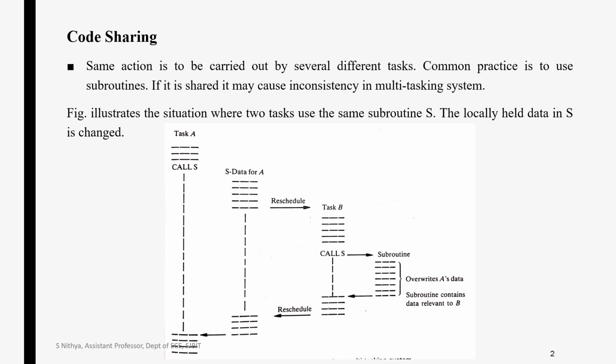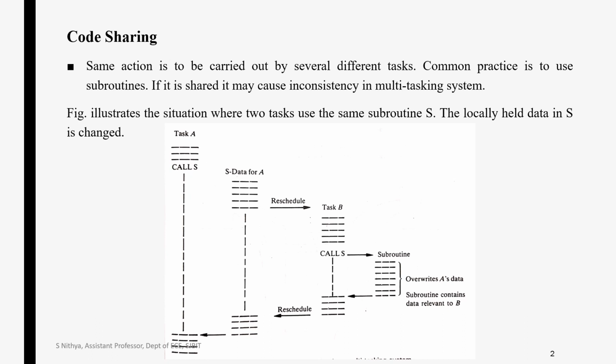For example, we have two tasks, and the two tasks want to access the subroutine. Here the subroutine is specified, and locally it holds data which will be changed. So here we have task A and task B. For task A, these lines represent instructions which keep on executing. At line 4 it calls the subroutine. The subroutine is nothing but a program.